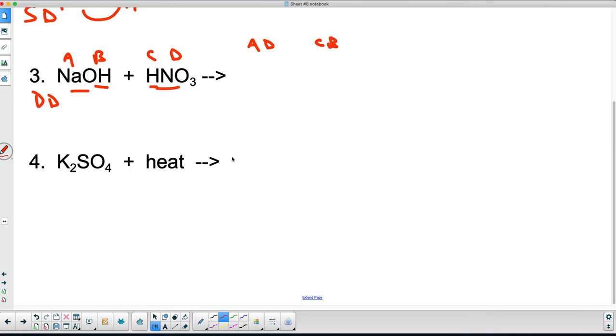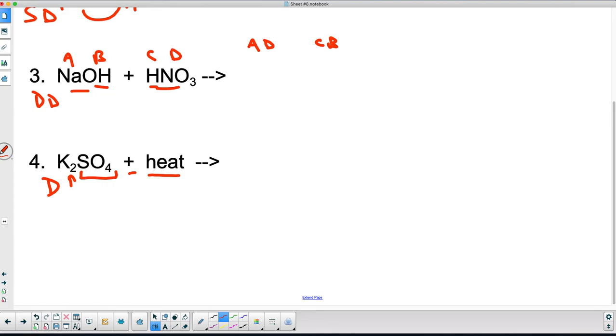Number 4 is, again, a plus heat. So that means automatically this is a decomposition. And then, again, I'm looking to see what it says for sulfate. So the negative part is what tells us what type of decomposition it is. And then I check to see if it's group 1 or group 2 metal. Okay, I recommend that you give those a try.